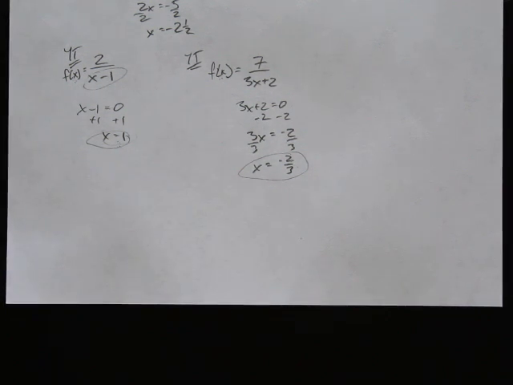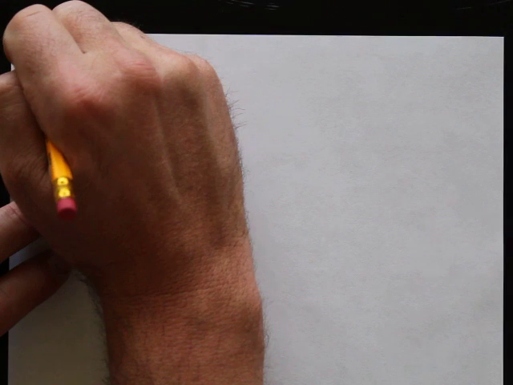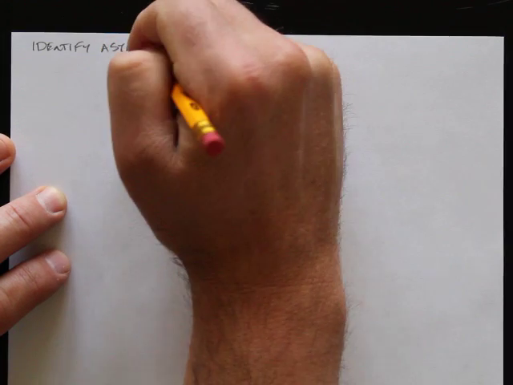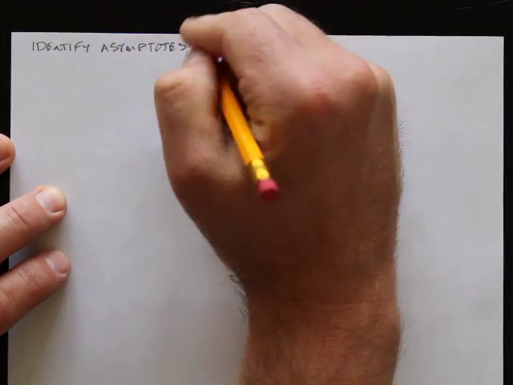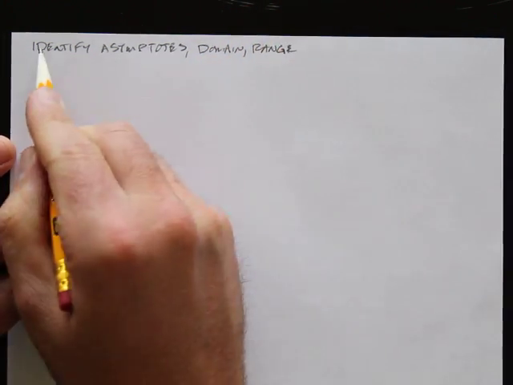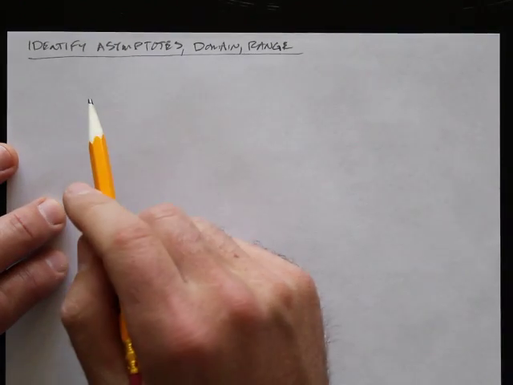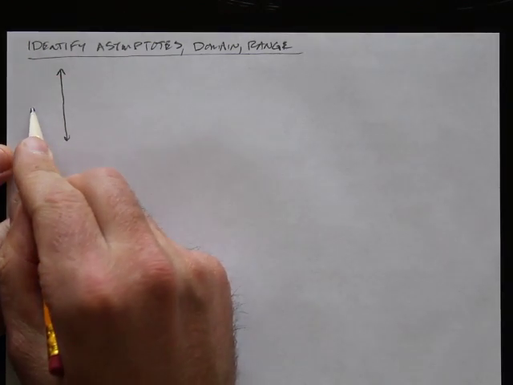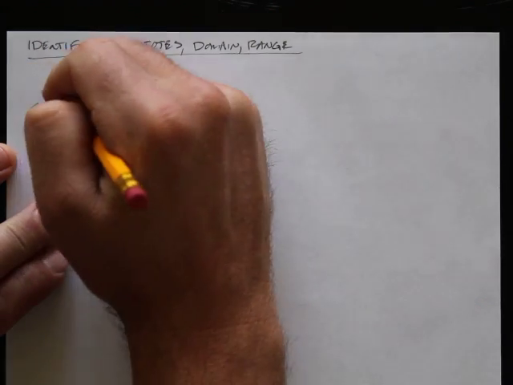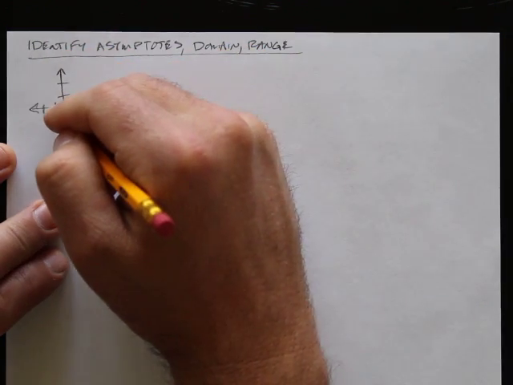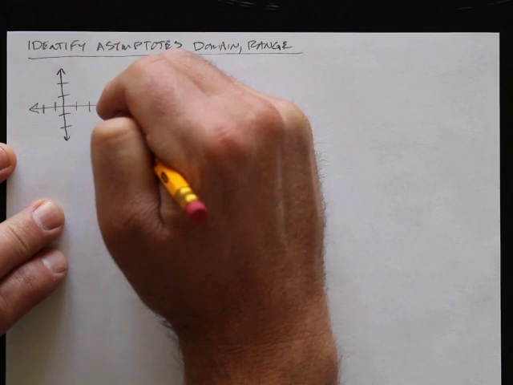Okay, now we got a bit of writing to do here, my friends. Identify asymptotes. Domain, x values. Range, included y values. So we're just given a graph. And so we're going to do 1, 2, and then we're going to do 5. 1, 2, 3, 4, 5.